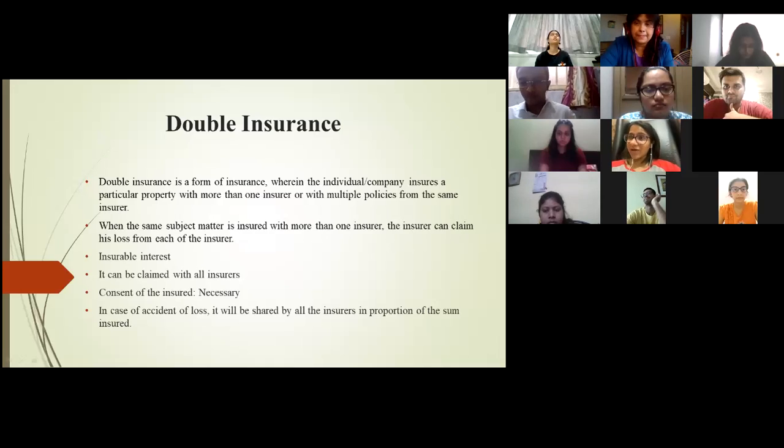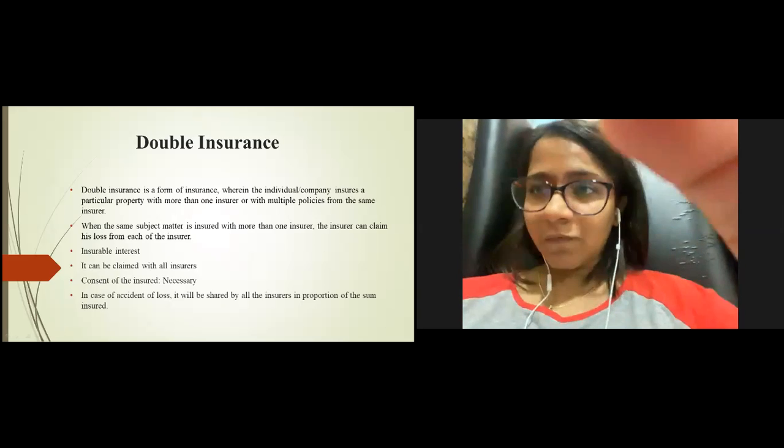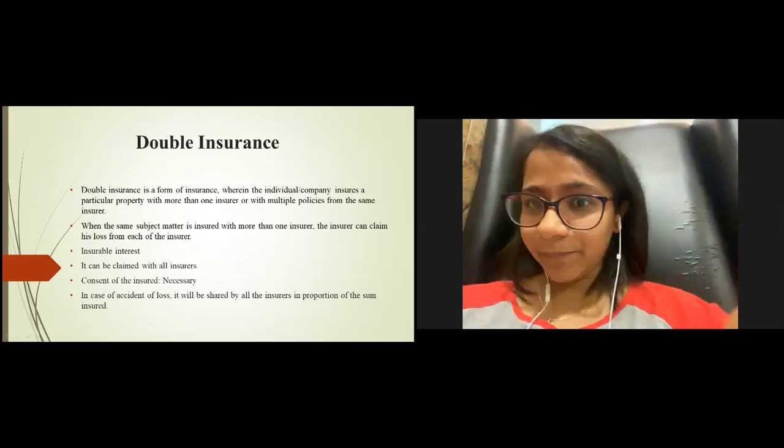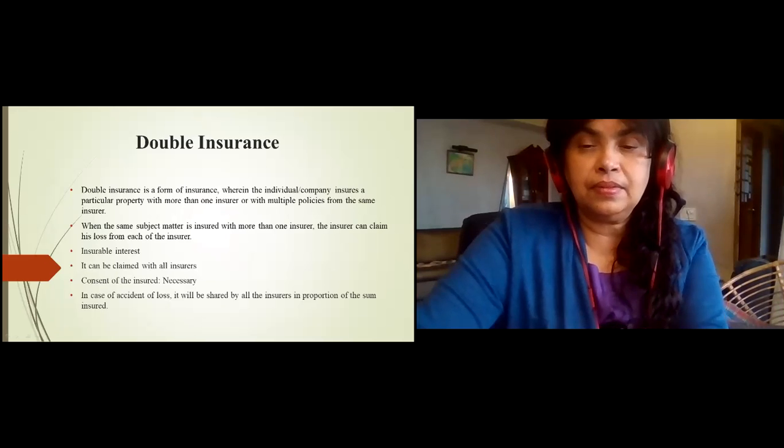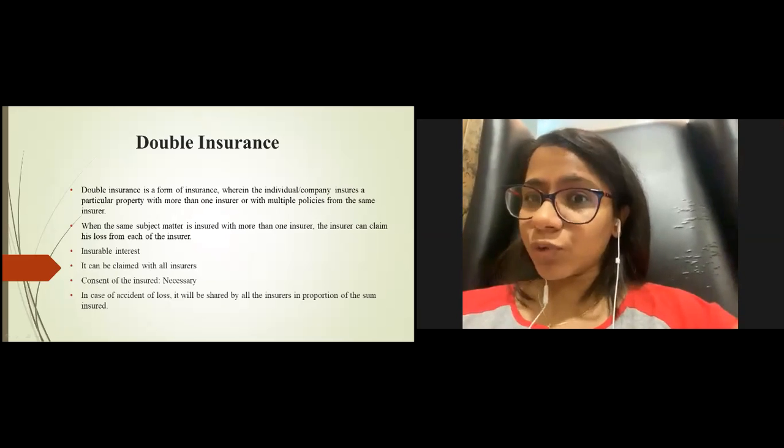Consent of the insured is necessary. For example, if you claim the money from XYZ, ABC should have the consent on that. Without ABC's consent, you cannot claim, right? In case of accident or loss, it will be shared by all the insurers in the proportion of sum insured.